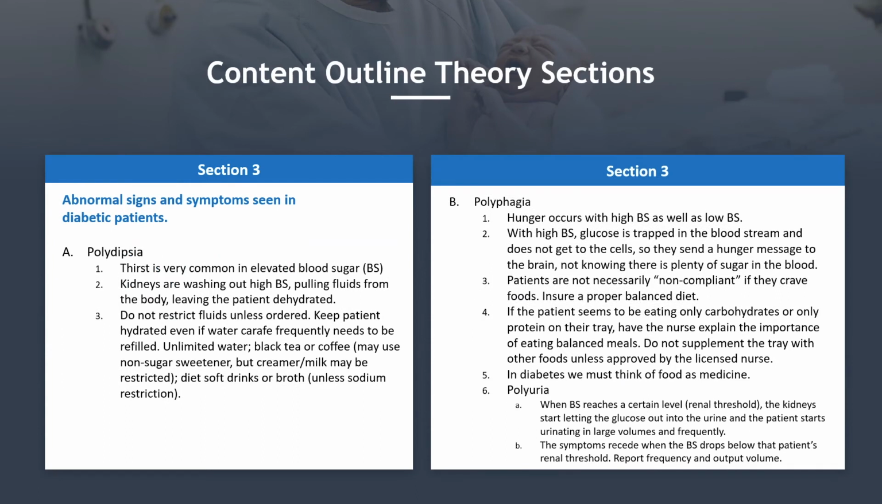Section 3. Abnormal signs and symptoms seen in diabetic patients. A. Polydipsia. Thirst is very common in elevated blood sugar. Kidneys are washing out high blood sugar, pulling fluids from the body, leaving the patient dehydrated. Do not restrict fluids unless ordered. Keep patient hydrated even if the water carafe frequently needs to be refilled.